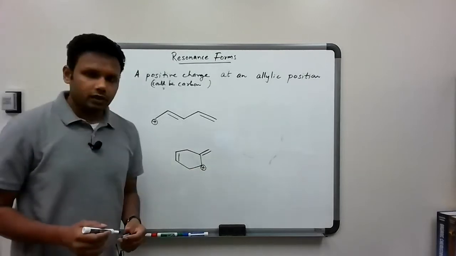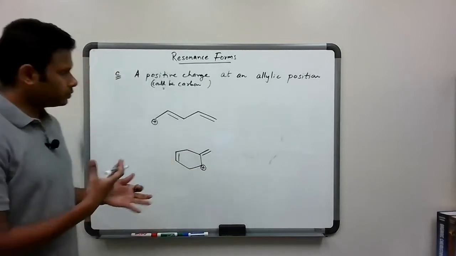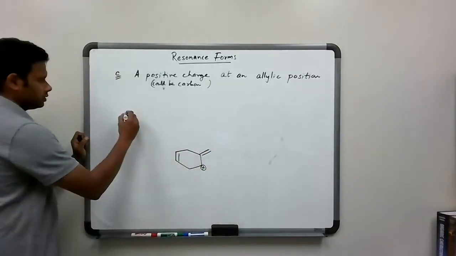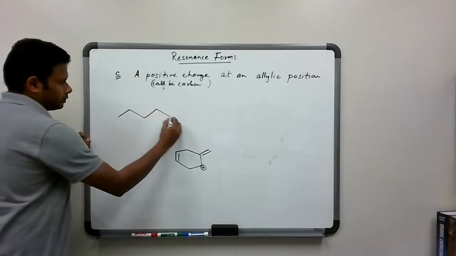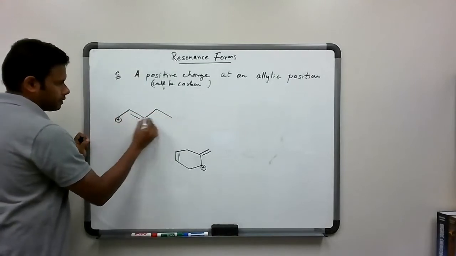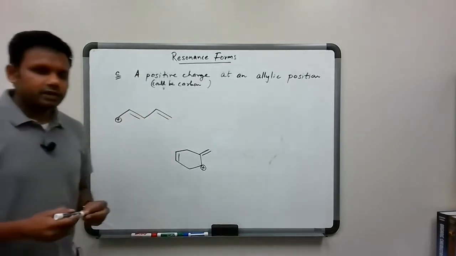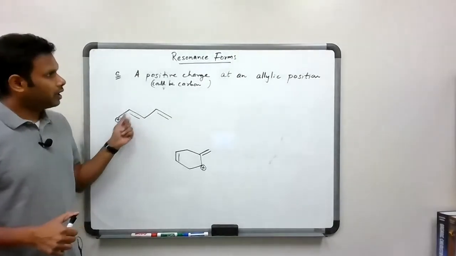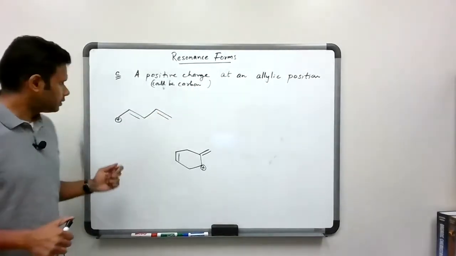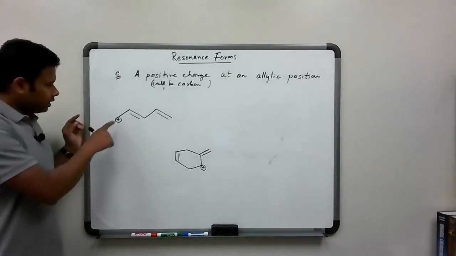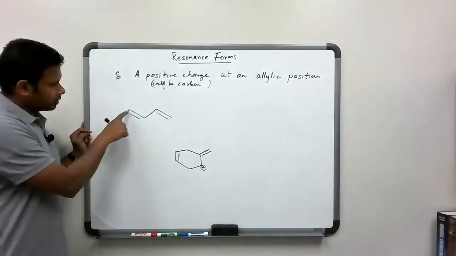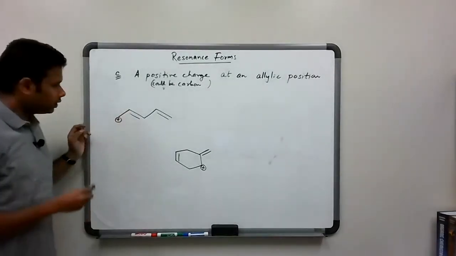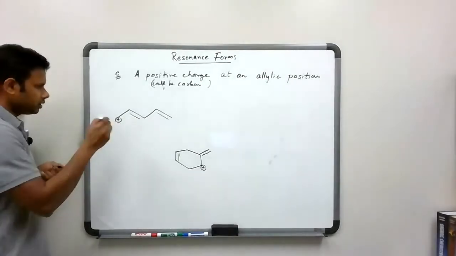Those are two structures that we're going to use for this demonstration. In fact, I'm going to rewrite this structure because I drew it really big. You have some time to think about it: is this positive charge on an allylic position? If you look at the positive charge, it is on a carbon that's directly connected to a double bond. So this positive charge is vinylic.